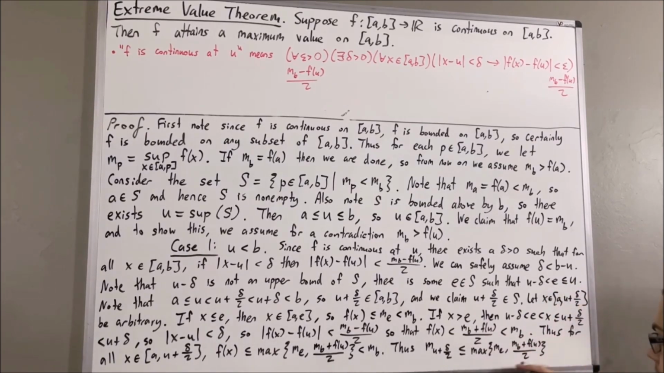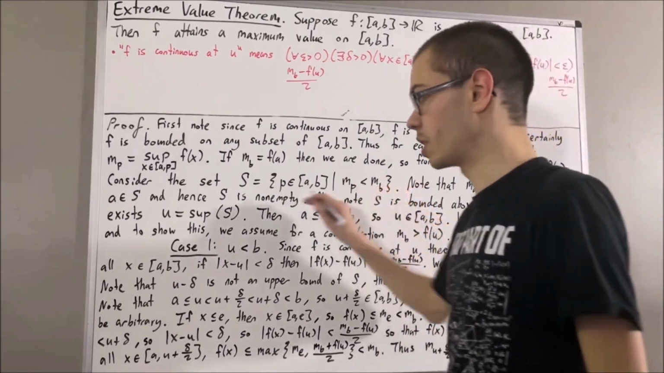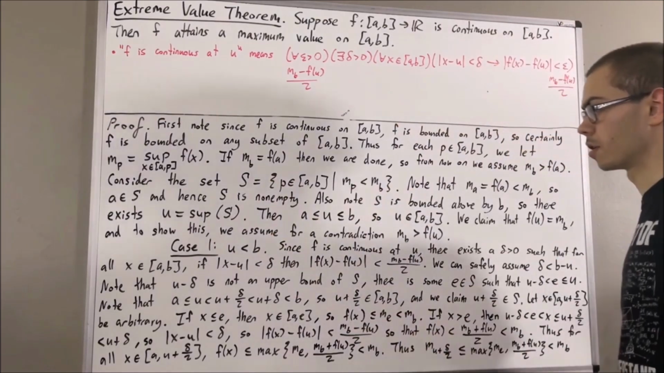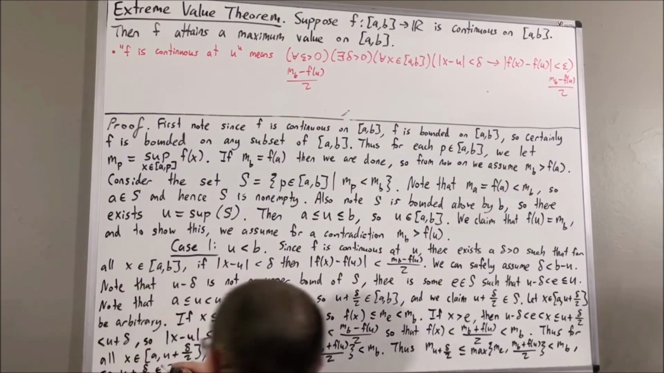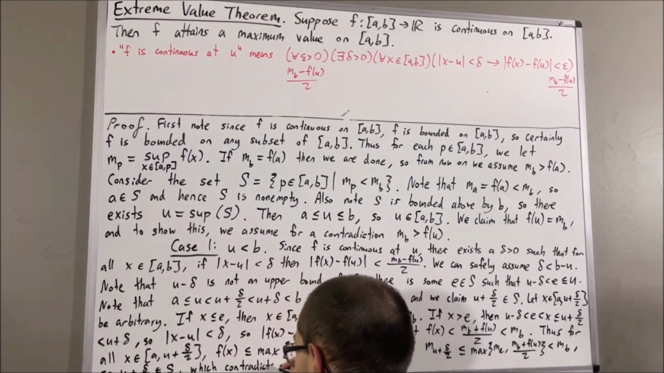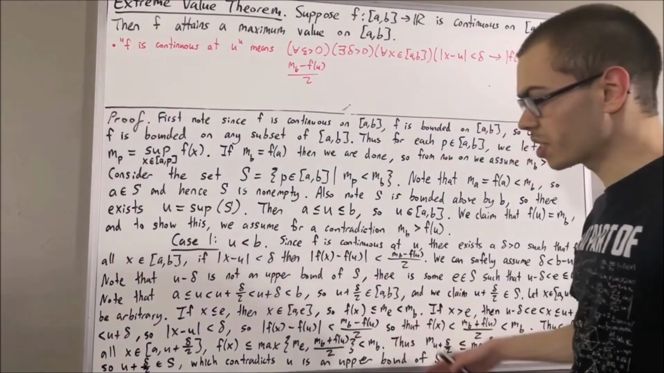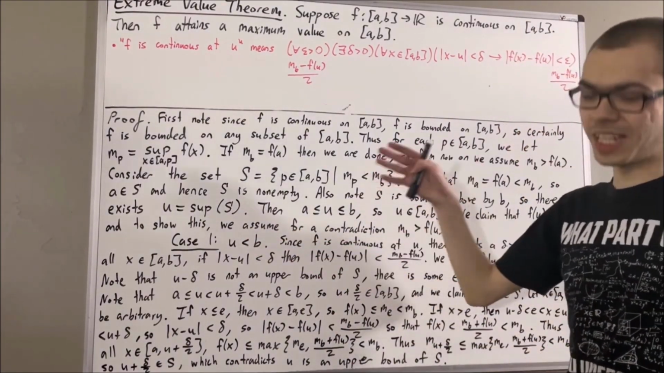And this quantity is less than mb. So this shows mu plus delta over 2 is less than mb. And that tells us u plus delta over 2 satisfies the requirement to be an element of S. So u plus delta over 2 is an element of S. But that contradicts the fact that u is an upper bound of S. So this completes the case u is less than b. Now let's consider the case u is equal to b.